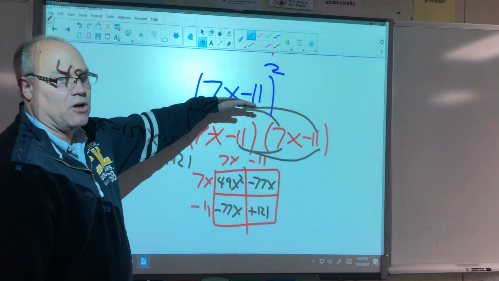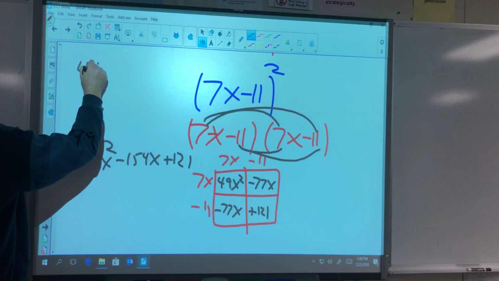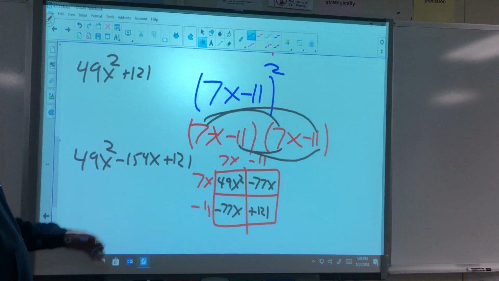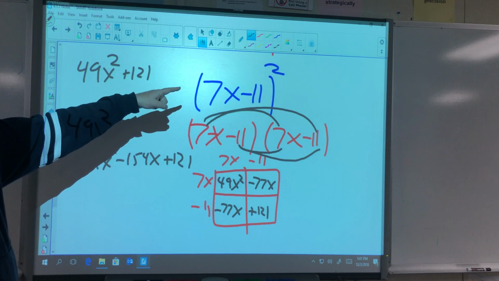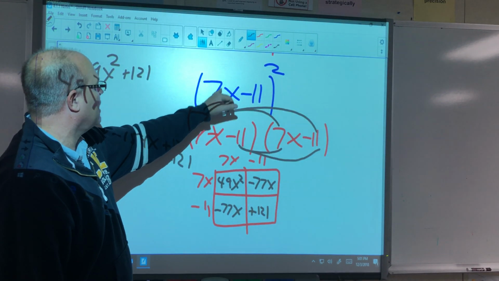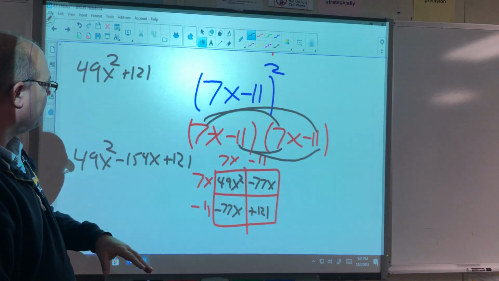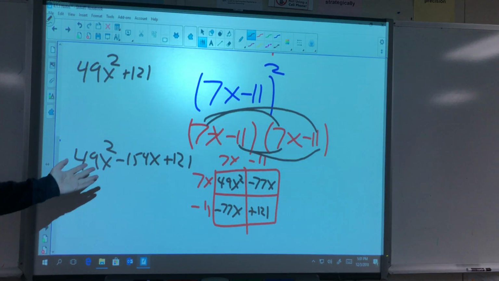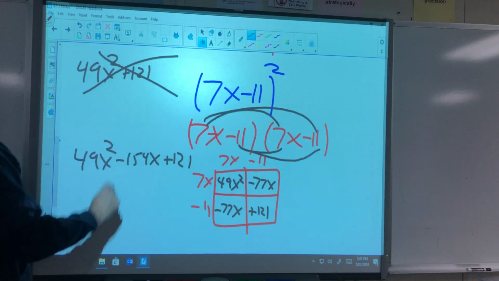Now, where do students mess this up? I put this on a multiple choice test. A classic answer on the multiple choice test is going to have 49x squared, and it's going to say plus 121. What are people doing wrong when they see that answer? The mistake people are making, don't do this, is they're just going, oh, 7x squared and then negative 11 squared. But no, you understand now that this means 7x minus 11 times 7x minus 11. And that's why you need to have the negative 154x in here as well. So this, no good.